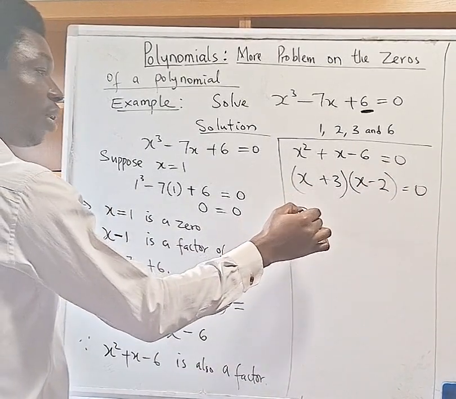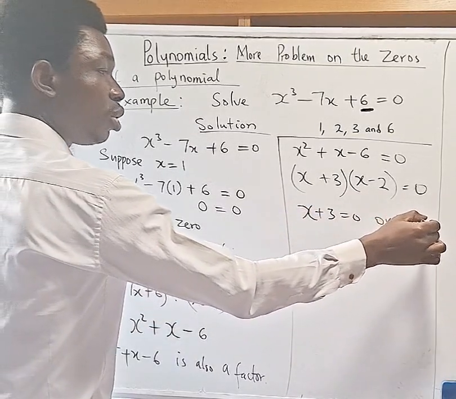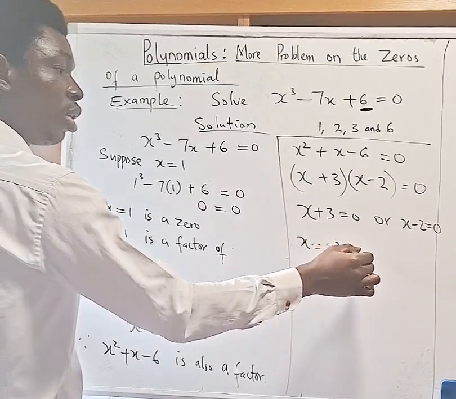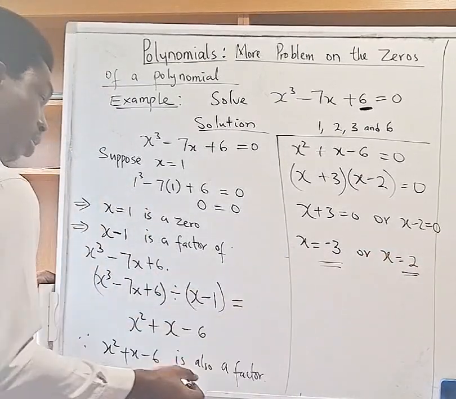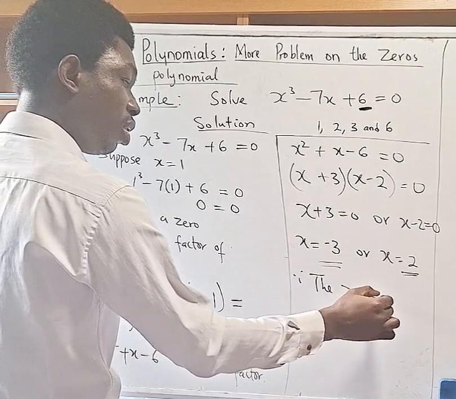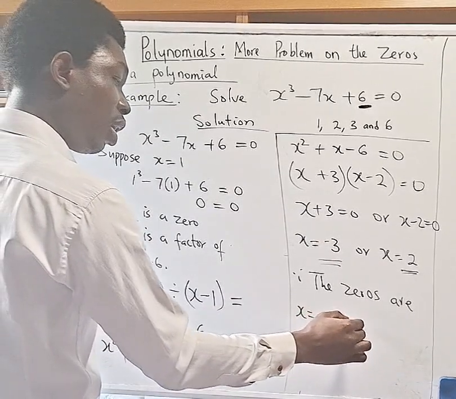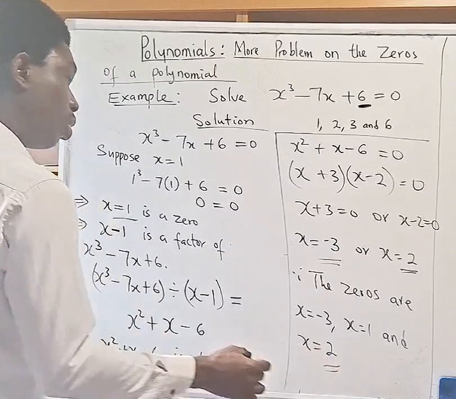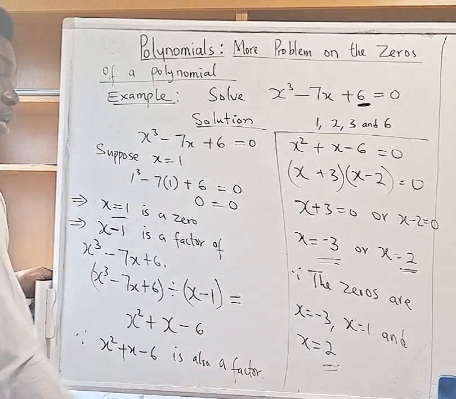So when you solve this, you have x plus 3 equals 0, or x minus 2 equals 0. Then x here is equal to minus 3, or x is equal to 2. So these are the zeros. Therefore, the zeros are x equals minus 3, x equals 1, and x equals 2.